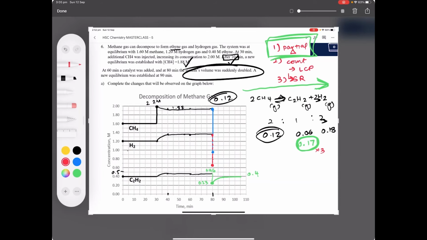So what's the final concentration now for hydrogen? Someone calculate and tell me. 1.2. Good. Make it increase right there. Good. So it should look like this. And what about your hydrogen, Arik? Same principle. Sorry, not your hydrogen, your methane. Does that increase? That would go down by 0.34. Good. Yes, good.